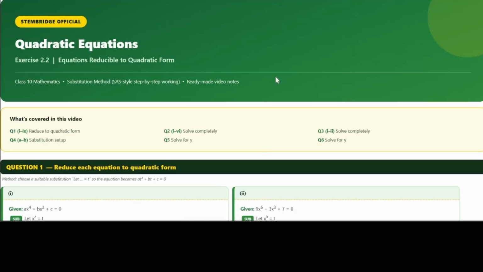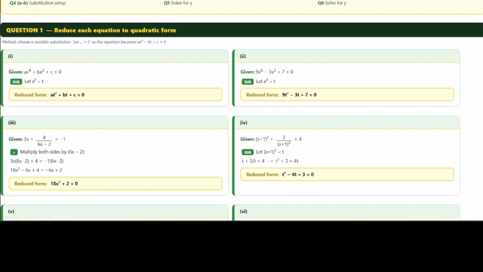Hey there everyone, my name is Arish Asif Khan and today we're going to be learning about quadratic equations, specifically those equations which are reducible to quadratic form. We will cover exercise 2.2 in its entirety. So let's start with the question number 1.